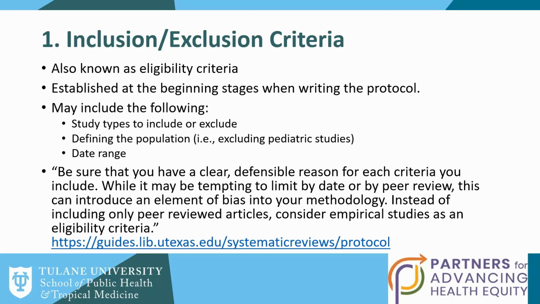One thing you do want to be sure of is that you have good, clear, defensible reasons for each of the criteria you include. When you're doing an evidence synthesis project, you are trying to find all of the relevant information on a topic, and by limiting what you're looking at, there's the potential to introduce bias into your synthesis and findings. So have an answer for the question, why did you choose these eligibility criteria?